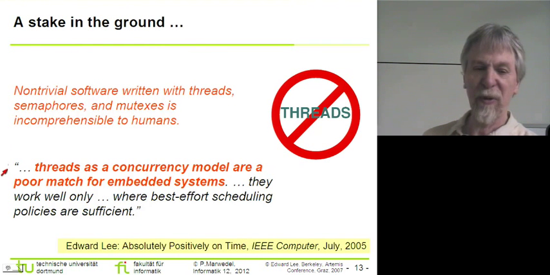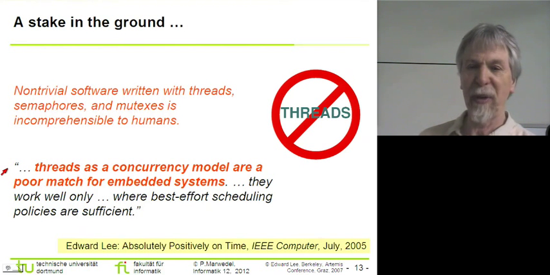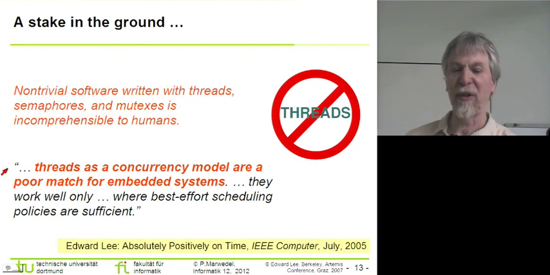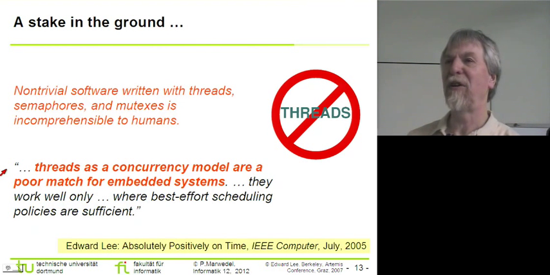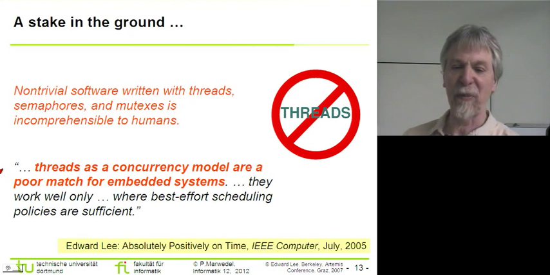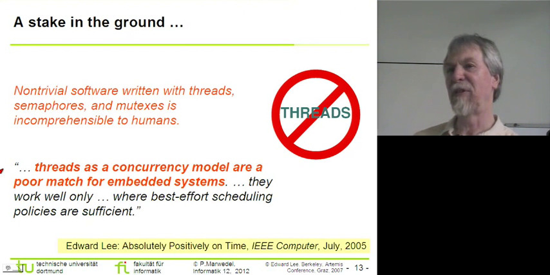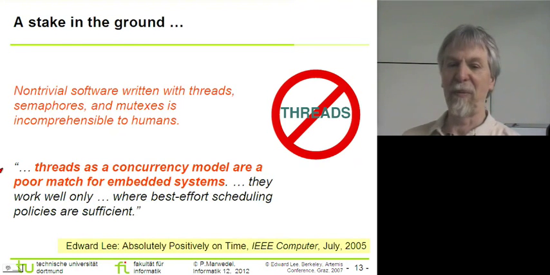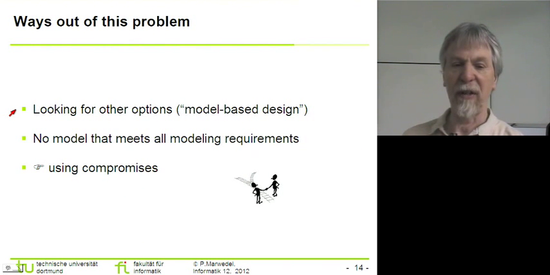So Edward also wrote the following. According to Edward Lee, threads as a concurrency model are a poor match for embedded systems. They work well only where best effort scheduling policies are sufficient. So in PC-like systems where even a deadlock might not be really a serious problem, we can use threads. But for embedded systems, for cyber-physical systems that are safety critical, we cannot ignore the problems from deadlocks. So how can we try to get out of that situation?